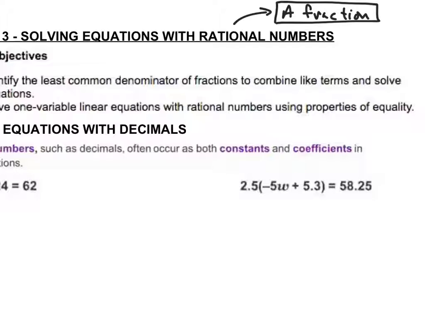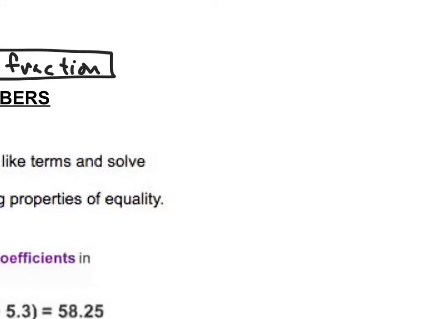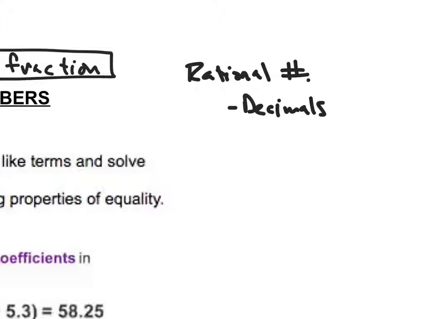So let's go ahead and do solving equations with decimals. A rational number is a decimal, and let's do a little bit more formal definition of a rational number. A rational number is where the decimals either repeat or end.